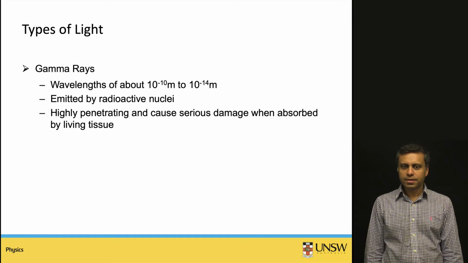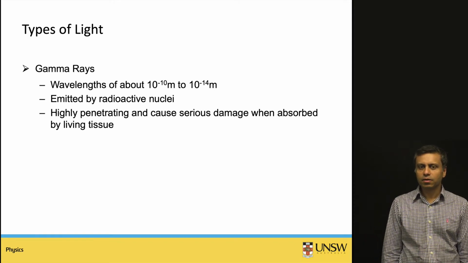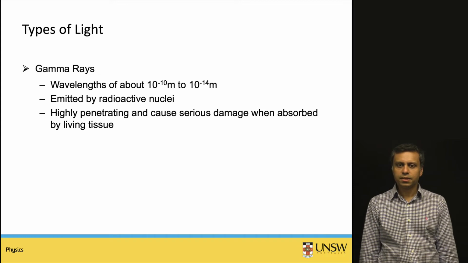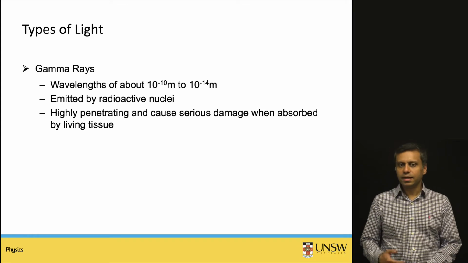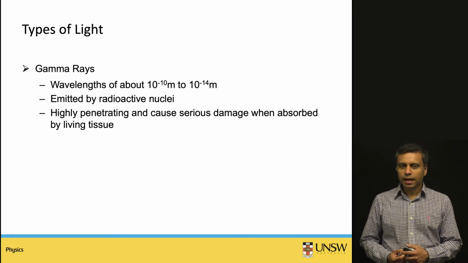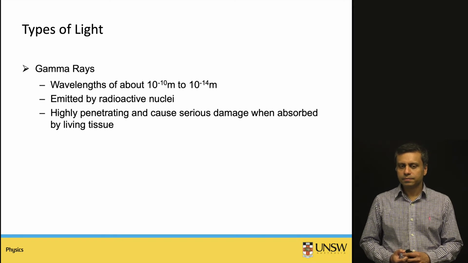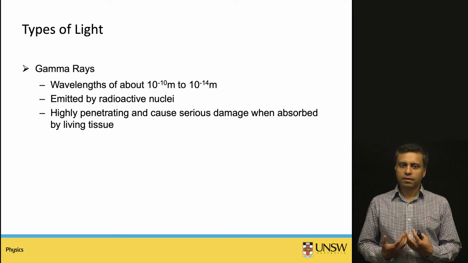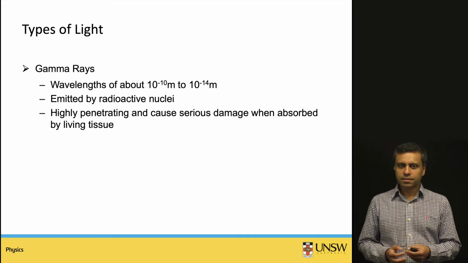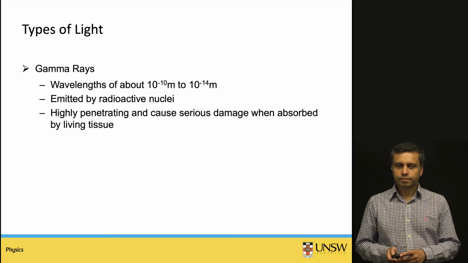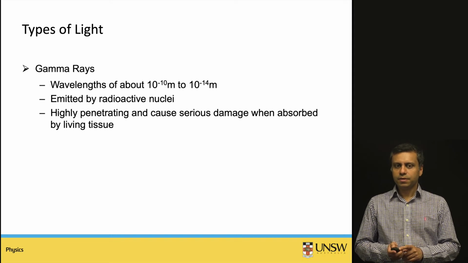Let's look at gamma rays. Their wavelengths are of the order of 10 to the power minus 10 meters to 10 to the power minus 14 meters. They are emitted by radioactive nuclei, and they can penetrate even thick walls and can cause damage. For example, if living tissues are exposed to these rays, they can be damaged. These rays are highly penetrating.